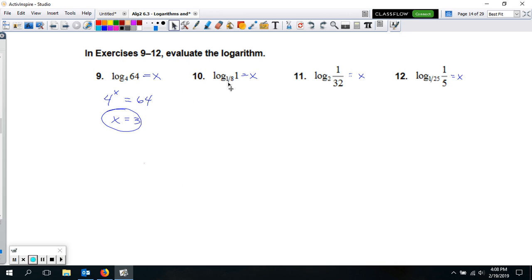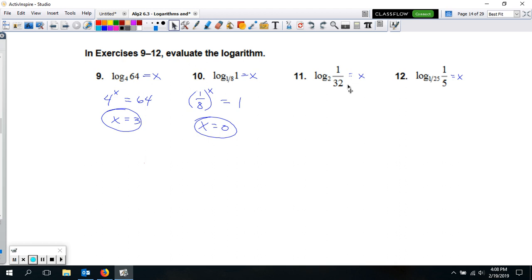Number 10, we have 1/8 to the x power. So 1/8 to an x power. We're looking for the exponent again. It's going to equal 1. So we need to realize that, okay, if it's going to equal 1, anything to the 0 power will always equal 1. So in this case, x would have to be 0 for it to equal 1. So x is 0 on this one. Anything to the 0 power. So if it says equals 1, your exponent has to be 0.